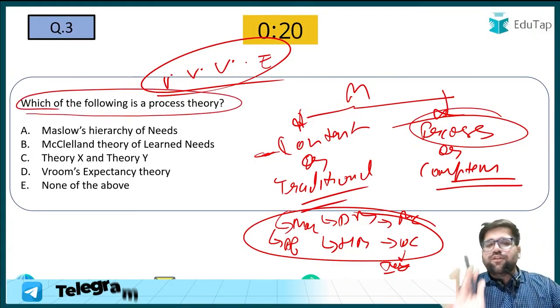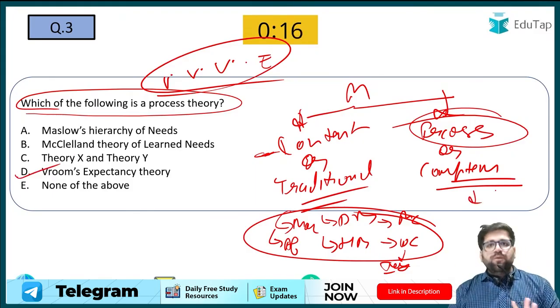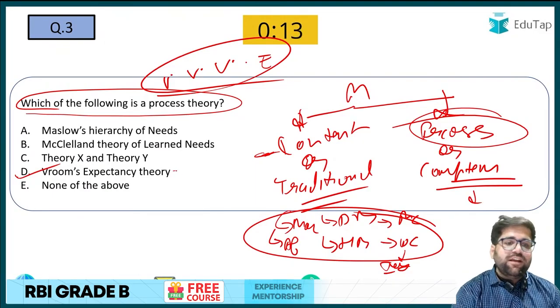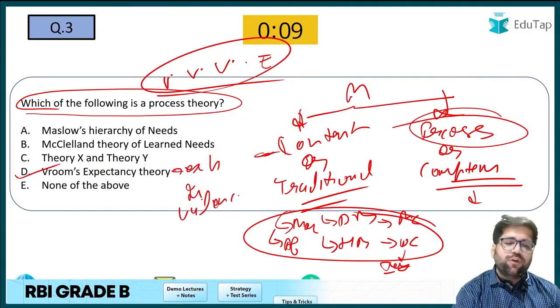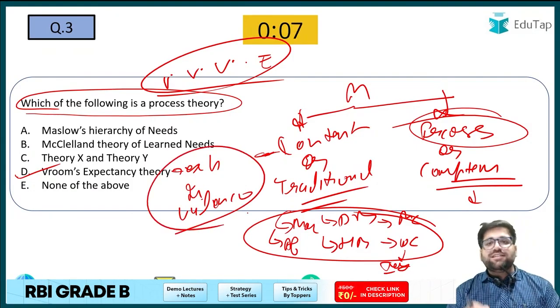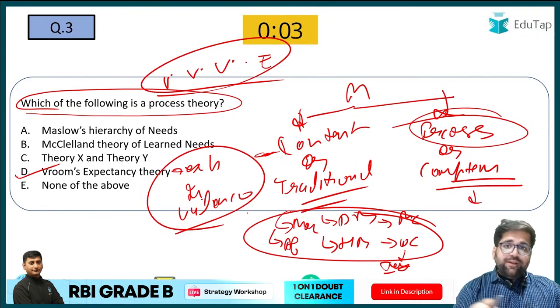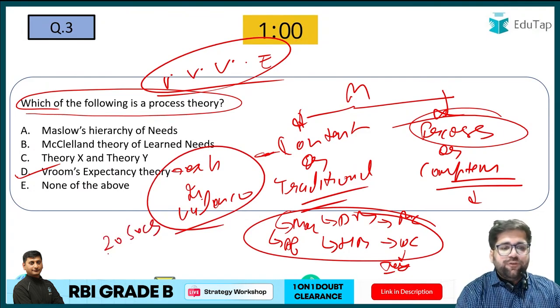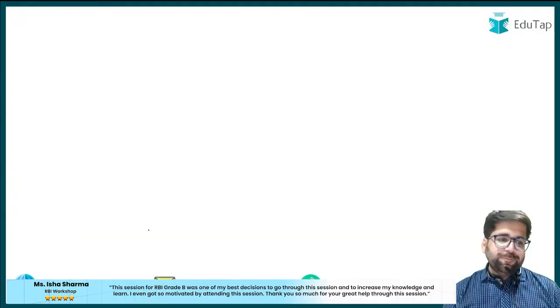So, which of the following is a process theory? They are just asking you a very basic question. The answer will be Vroom. If you see Vroom's expectancy theory, there we have expectancy, instrumentality, and valence. This whole process explains how a particular individual is motivated. So I think you are going to catch this particular question under 20 seconds. If you are wasting more than 20 seconds on this question, sorry to say, then you are shooting yourself in the foot.